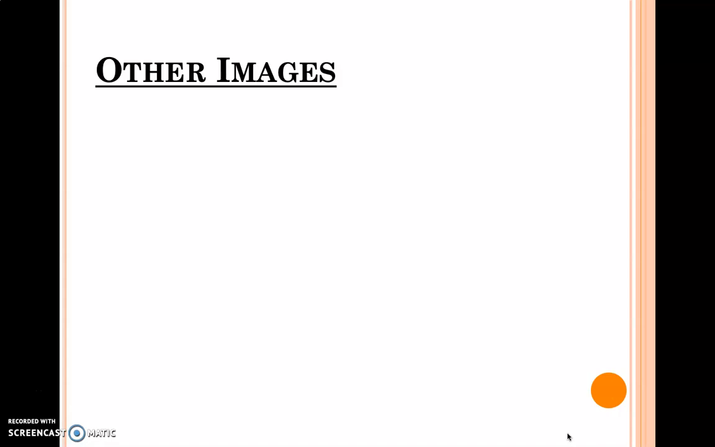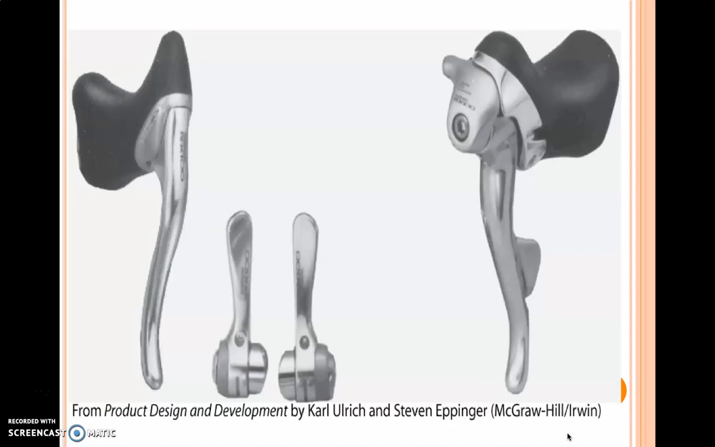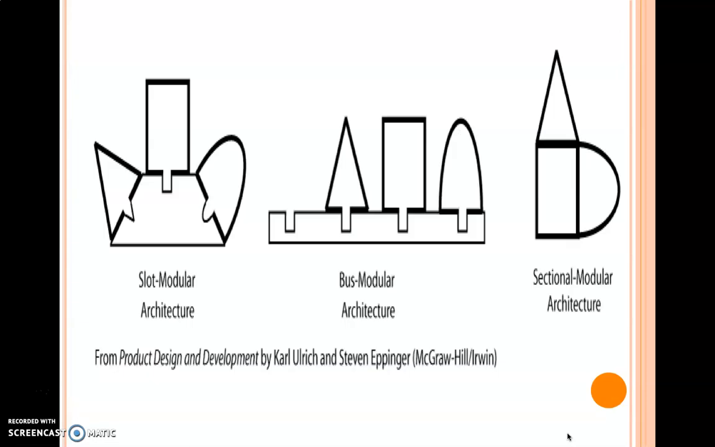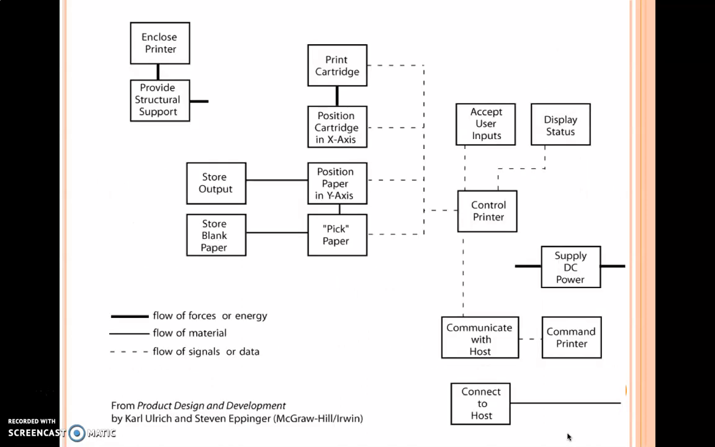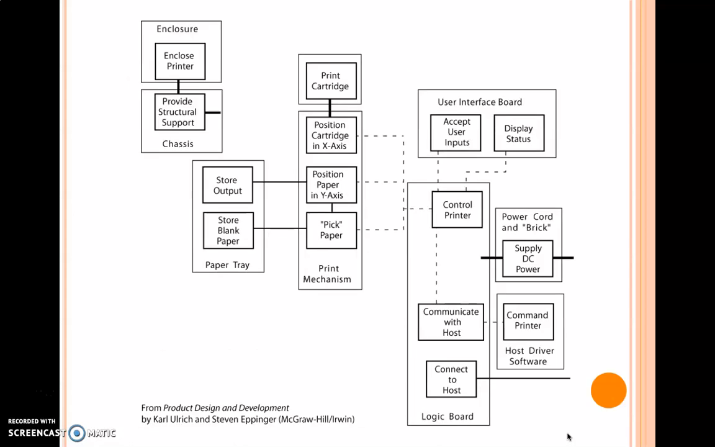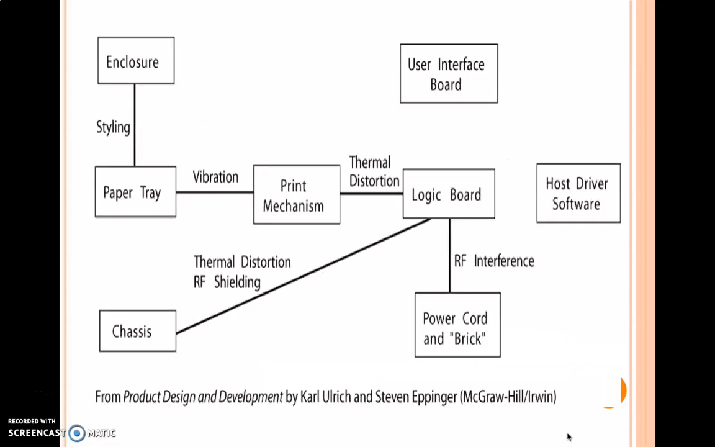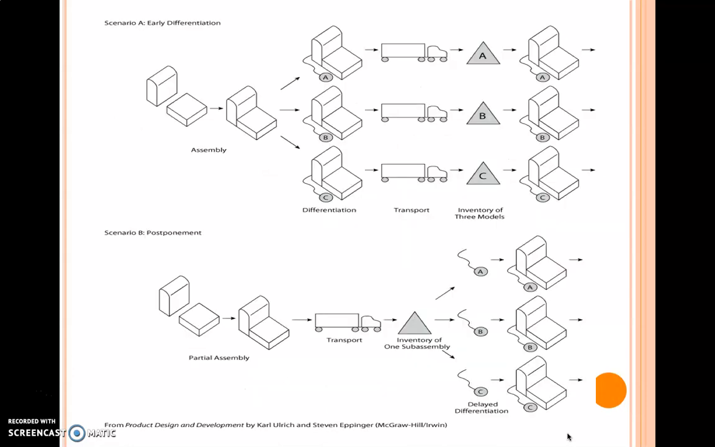Now I'm showcasing a few images. You can also develop your product architecture or follow the product architecture process to develop a whole new version of that product. Go through it and follow. This is a product architecture of a limb. These are slot modular architecture, bus modular, and sectional modular, which is a combination of two things we have already studied. Then this is the same print cartridge. This is a cluster. This is the sectional view. This is your incidental view. These show early differentiation and postponement, how it will develop the things that you can see.